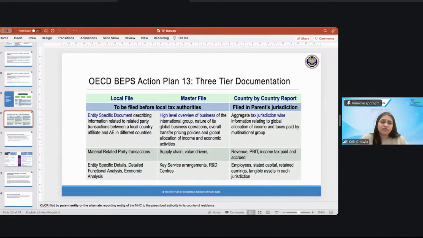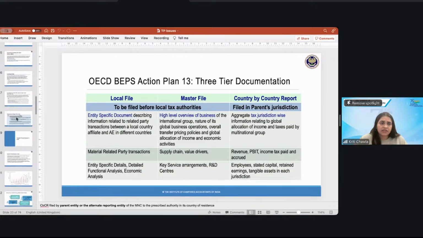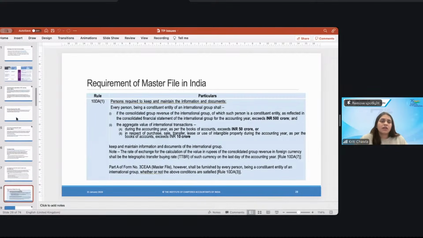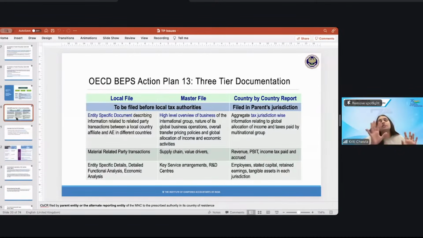I'll talk about master file from an Indian perspective here, but from an OECD perspective, yes, it's a very, very high level overview of information relating to the multinational company altogether. And this is to be again filed with local tax authorities.